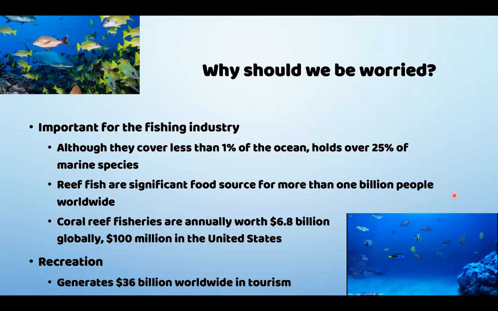This area is home to millions of species of fish, crabs, clams, starfish, squid, sponges, lobsters, seahorses, and sea turtles, just to name a few. The fish taken from reefs are a significant food source for more than 1 billion people worldwide. About half of all U.S. fisheries depend on coral reefs for a portion of their life cycle.